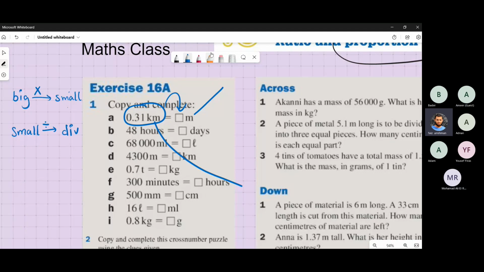Okay. So kilometer to meter, we are going to multiply. Okay. Wa alaikum assalam wa rahmatullah. How are you, Mister? Yes, alhamdulillah, I'm doing good.